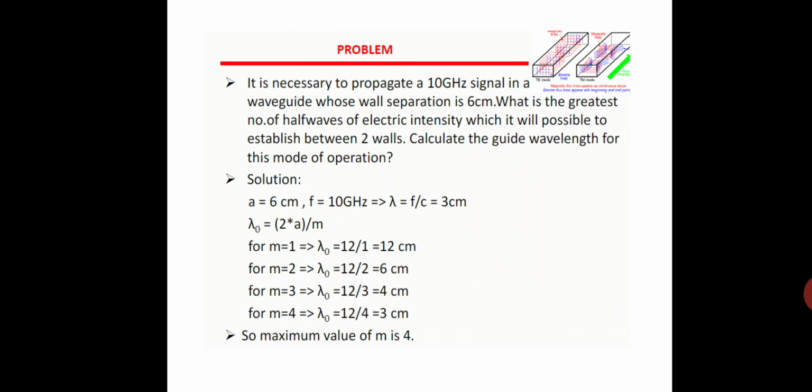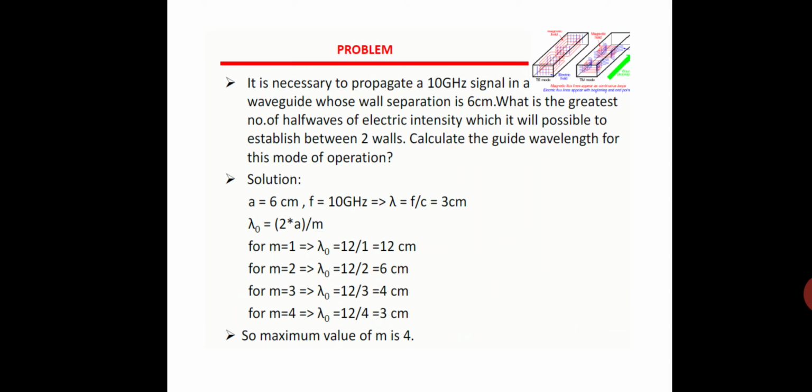It's a problem. It is necessary to propagate a 10 GHz signal in a waveguide whose wall separation is 6 cm. What is the greatest number of half waves of electric intensity which it will be possible to establish between the two walls? Calculate the guide wavelength for this mode of operation.